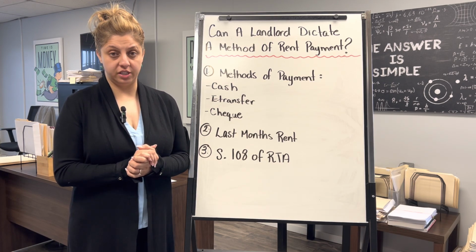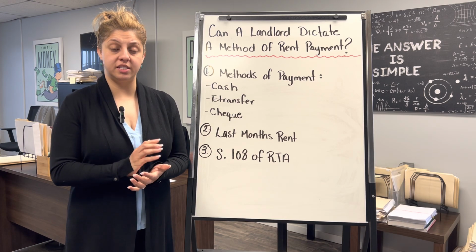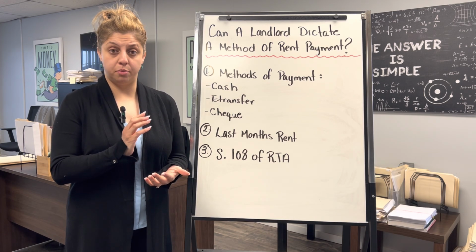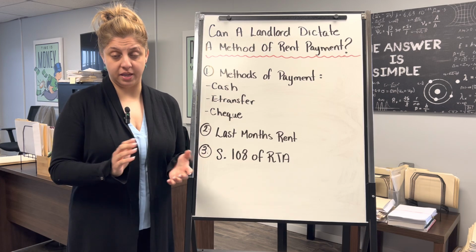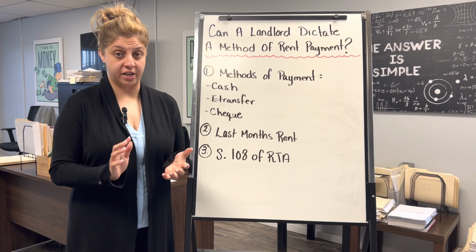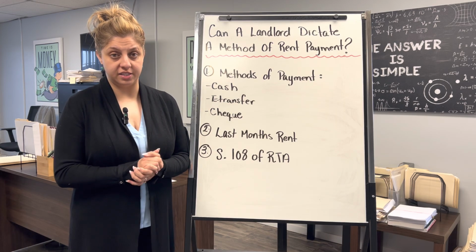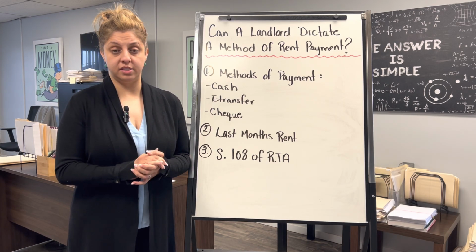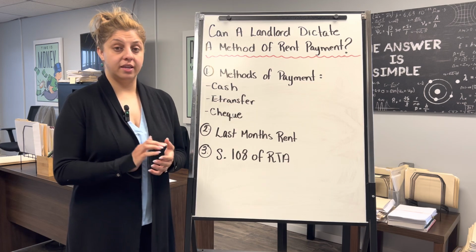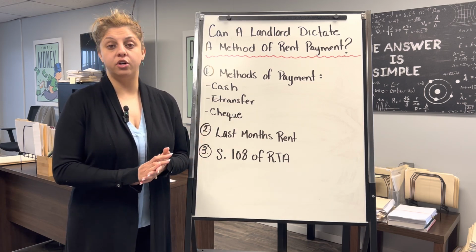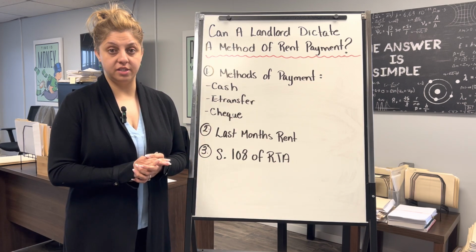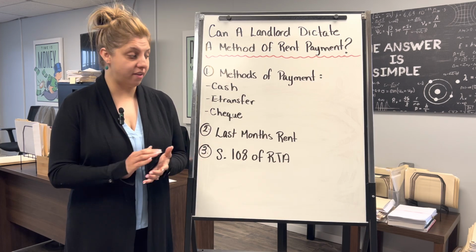One thing landlords need to keep in mind is that just because a tenant agrees to put in post-dated checks as a method of rent payment in the Ontario Standard lease, that will probably change throughout the course of the tenancy. Here are some of the methods of rent being paid: cash, e-transfer, check, auto deposit, post-dated checks, drafts.